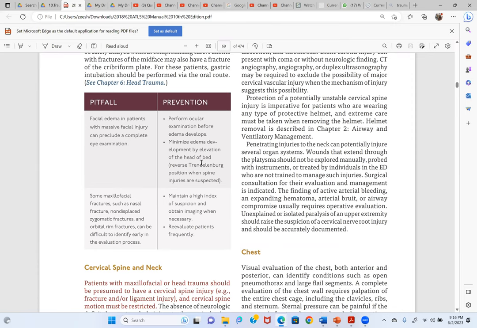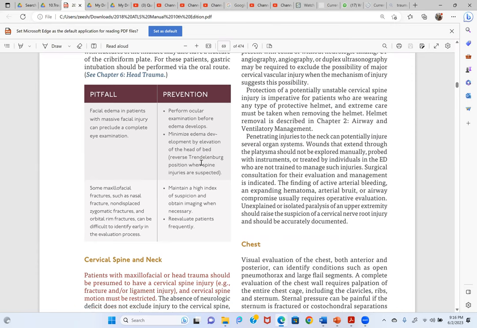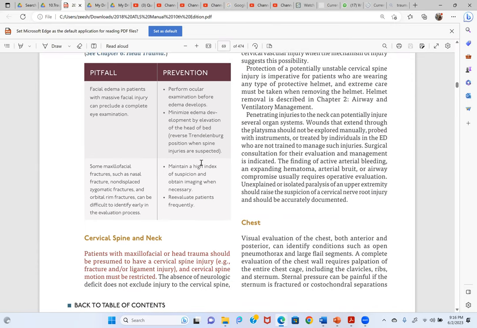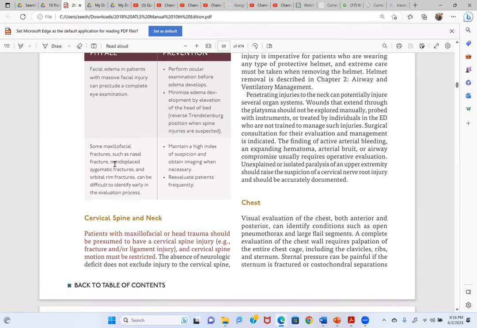Another thing they have told is to perform the examination before edema occurs. Some facio-maxillary fractures such as nasal fractures, non-displaced zygomatic fractures, and orbital fractures can be difficult to identify early in the evaluation process. So maybe later on with a radiological study or CT scan, you will be able to. Okay, so maintain a high index of suspicion and obtain imaging when necessary.